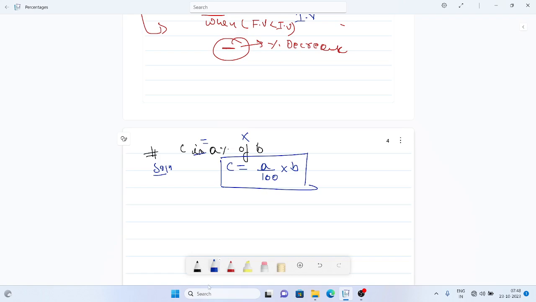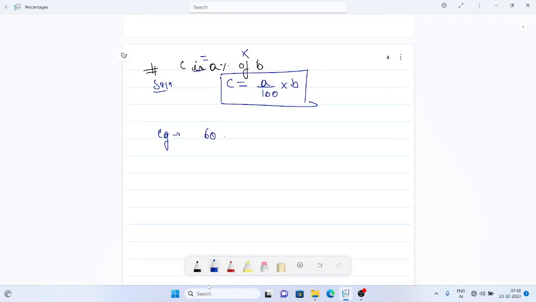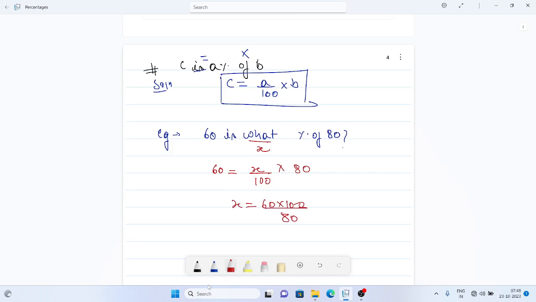Like if I take one example, the previous one: 60 is what percentage of 80? Let's assume it as x. So 60 equal to x of 80. Percentage means x by 100, and of means into 80. So here you have to find the value of x. Simple like this. Got this?